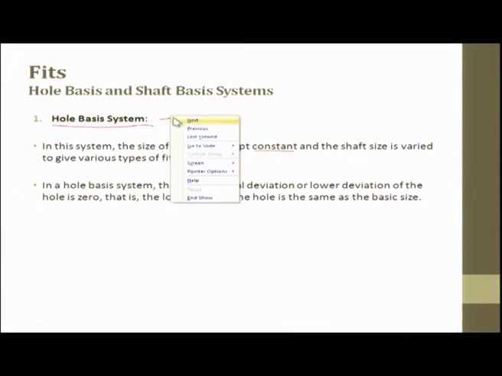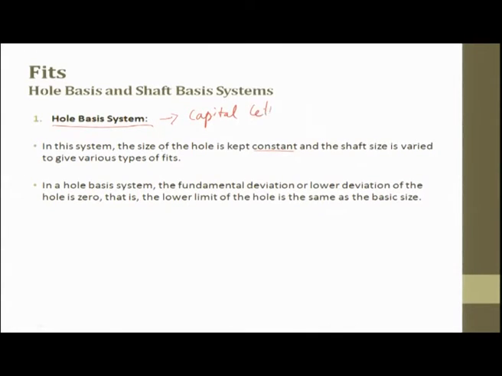In the hole based system we always use a capital letter for representation. The size of the hole is kept constant and the shaft size is varied to give various types of fit. In a hole based system, the fundamental deviation or lower deviation of the hole is 0. Please make a note, the lower limit of the hole is the same as the basic size.